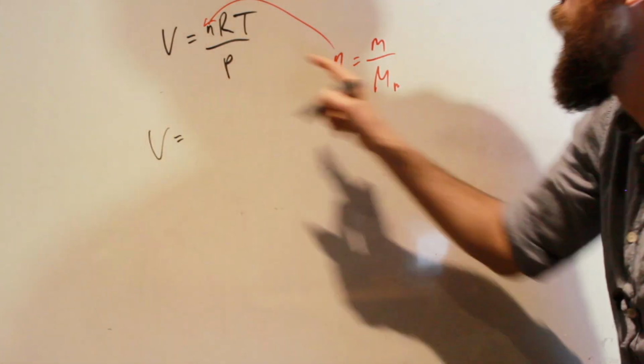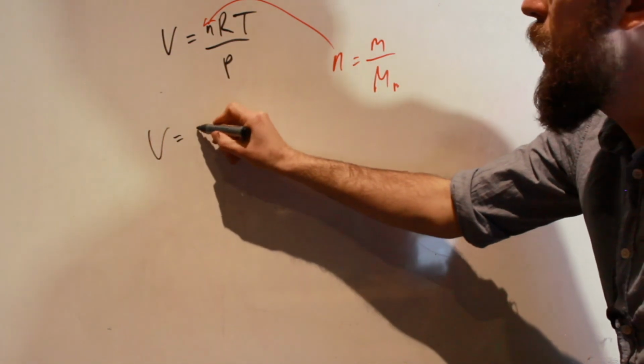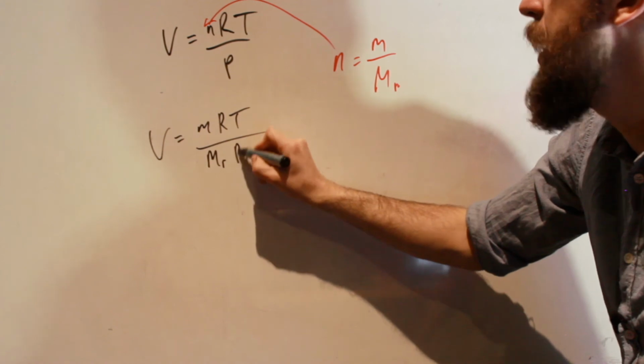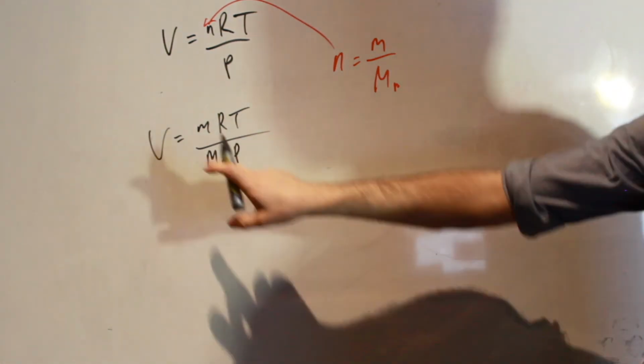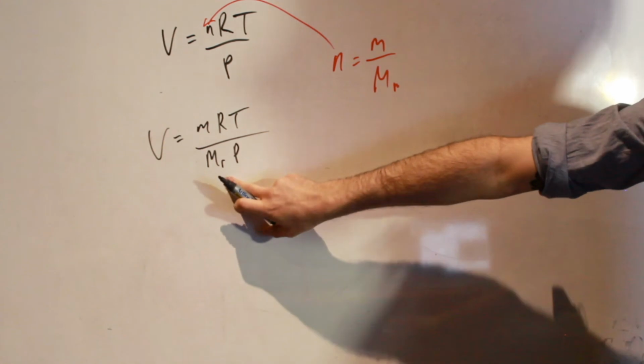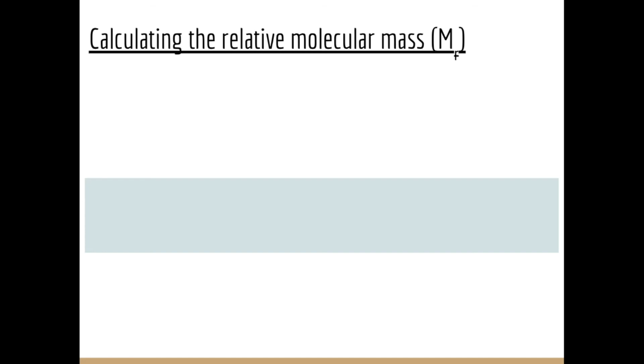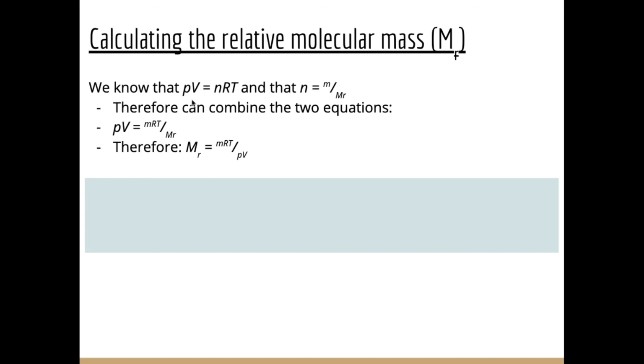If I put n is equal to m over Mr in there, I would end up with mRT over MrP. So now we can rearrange to get both the mass and the relative molecular mass as subjects for our equation. We know that PV equals nRT and that n is equal to m over Mr. So if we put this n into the equation, we would get PV equals mRT over relative molecular mass. Therefore you could rearrange to work out the relative molecular mass.